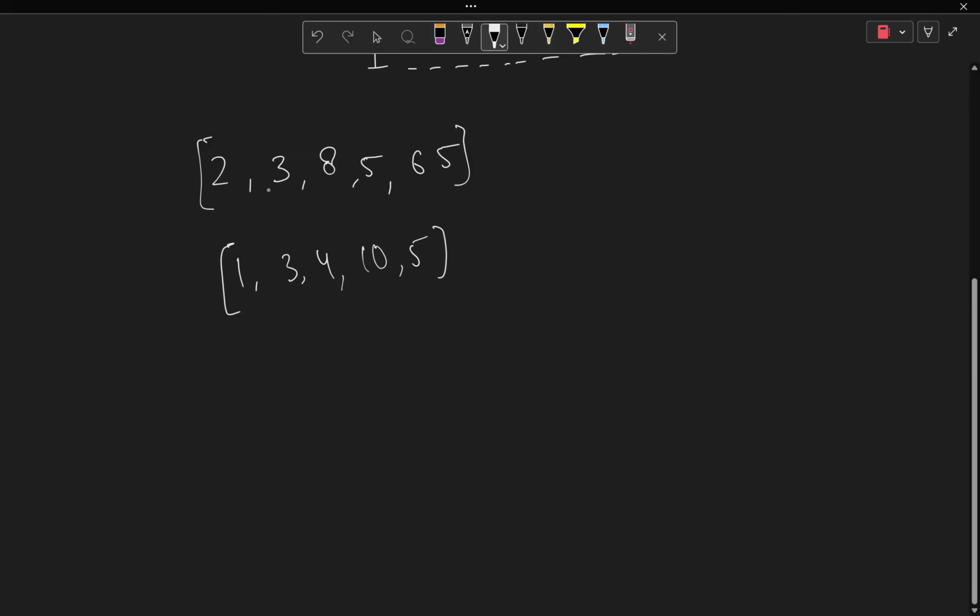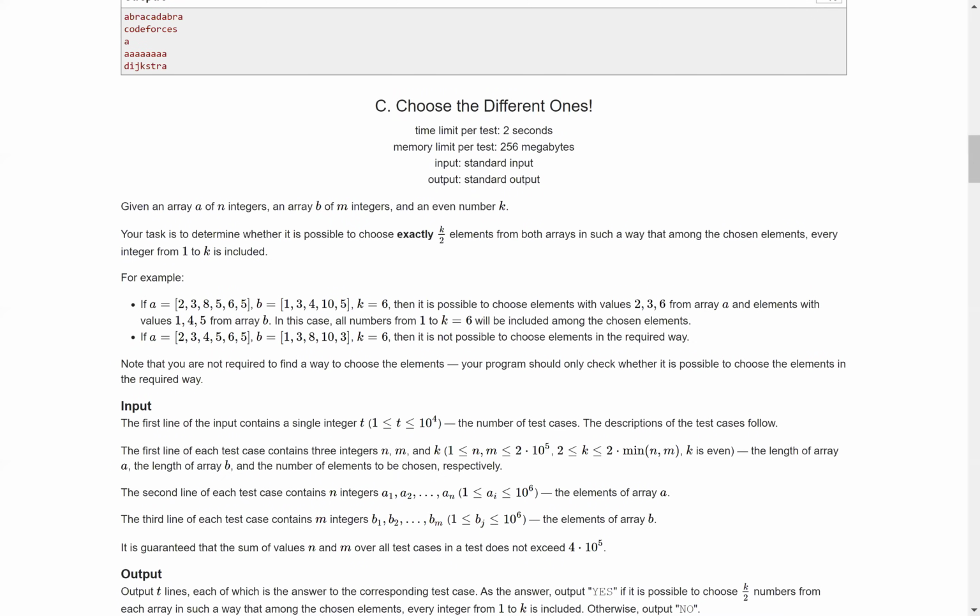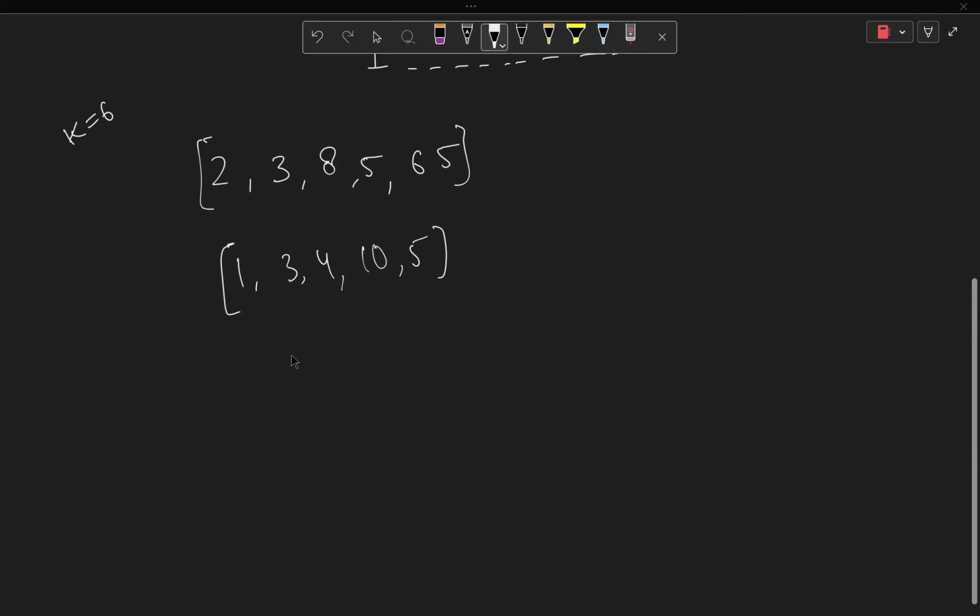So we have these two arrays, 2 3 8 5 6 5 and 1 3 4 1 0 5, and k is equal to 6 here. So what we have to do is, we have to pick up three elements from this array, and three elements from this array, so that all the integers from 1 to 6, that is 1, 2, 3, 4, 5, 6, should be included. Three elements we have to choose from both of these arrays. Right, that's the problem. So let's see how we can do it.